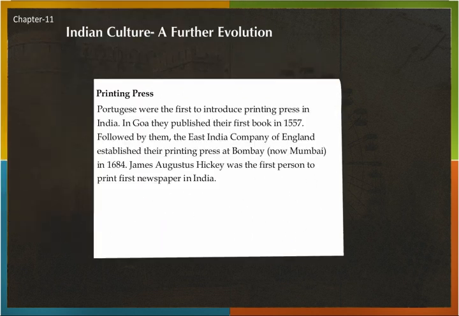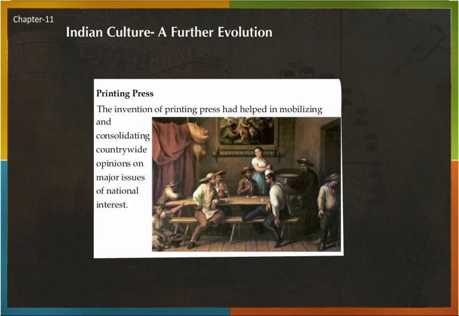Printing press. The Portuguese were the first to introduce the printing press in India. In Goa, they published their first book in 1557. Followed by them, the East India Company of England established their printing press at Bombay, now Mumbai, in 1684. James Augustus Hickey was the first person to print the first newspaper in India. The invention of the printing press had helped in mobilizing and consolidating countrywide opinions on major issues of national interest.